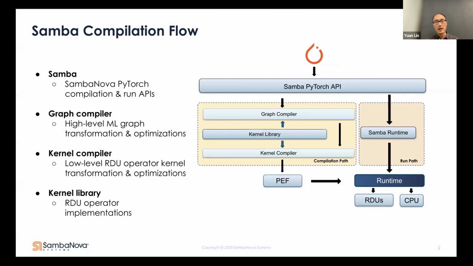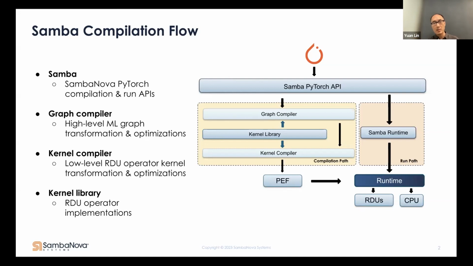In terms of the compiler, you can think of it as two separate compilers. One of them is a graph compiler. This is used for graph level optimizations and transformations. And then we have a kernel library, and these are used to take the transformed graph and actually map it onto the RDUs and devices.